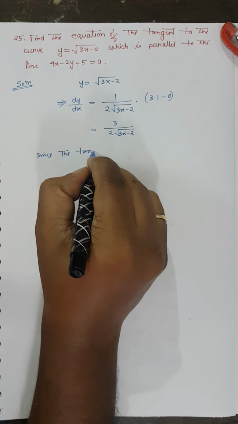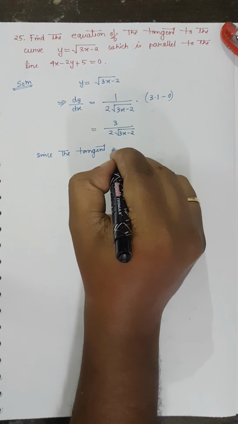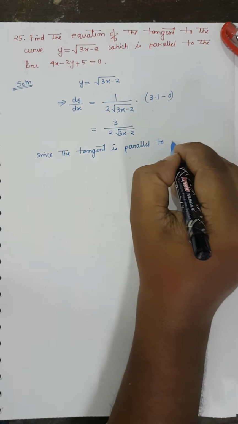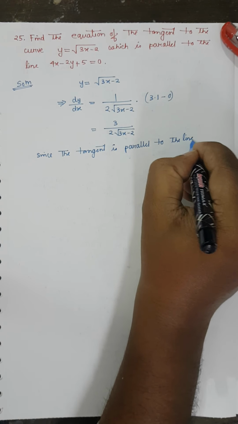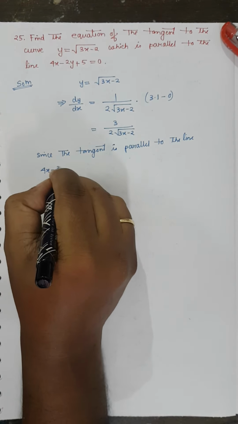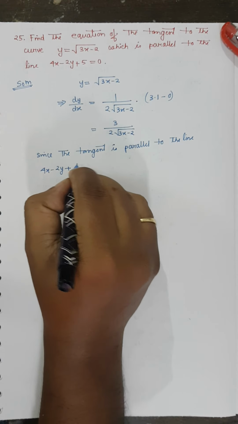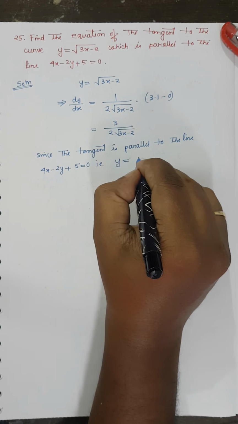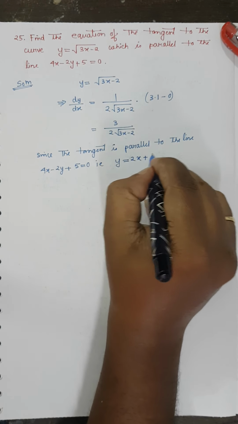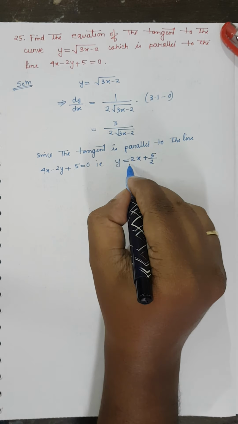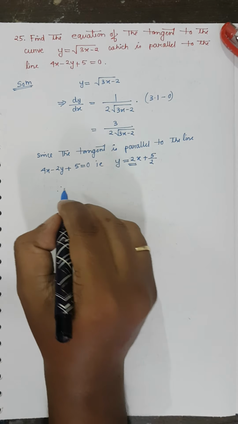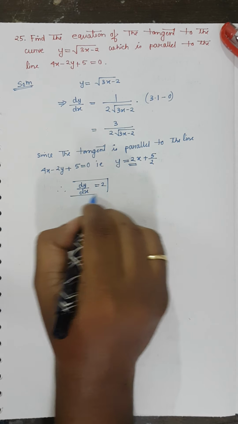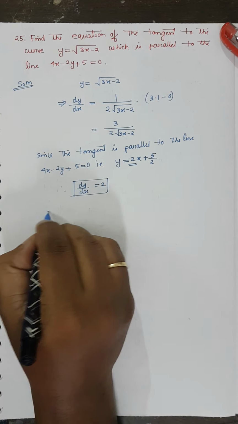Now you are given that the tangent is parallel to the line 4x − 2y + 5 = 0. You can write this as y = 2x + 5/2. Here the slope is 2. Therefore the value of dy/dx will be equal to 2. When two lines are parallel, they have equal slope.